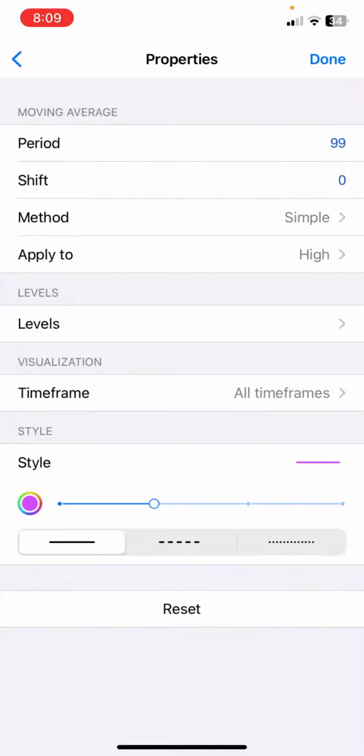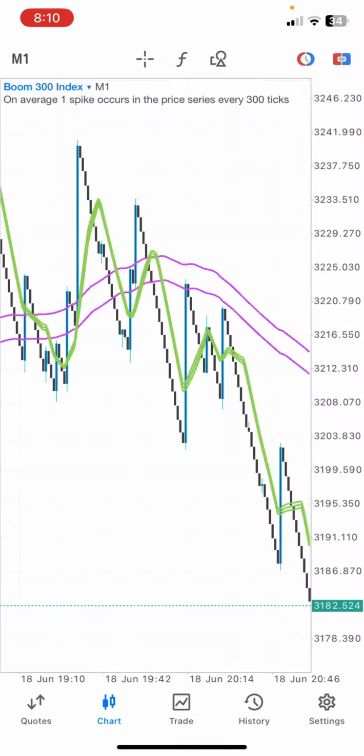These are the properties for the moving average. The period is going to be 99, the shift is 0, the method is simple, and apply to is high. The level is not necessarily the time frame. You can choose any color you desire. Click on done when you have set everything up.